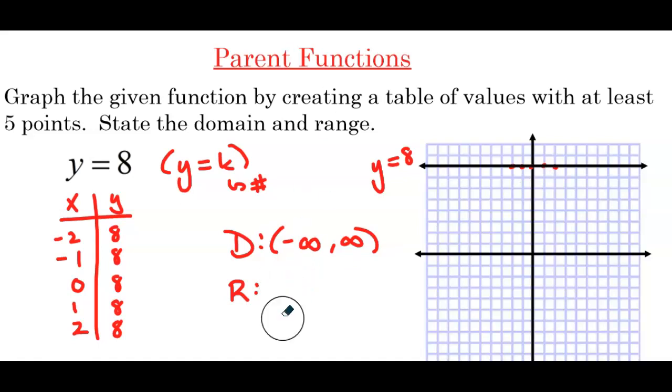We'll use our curly brackets because the only value in the range is 8. So there's our first category of functions, which are constant functions, which look like horizontal lines when we graph them. We could have graphed y equals -3, we could have graphed y equals 0. I chose just to graph y equals 8 here.